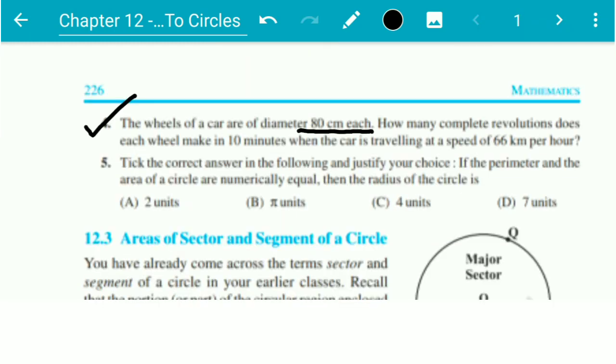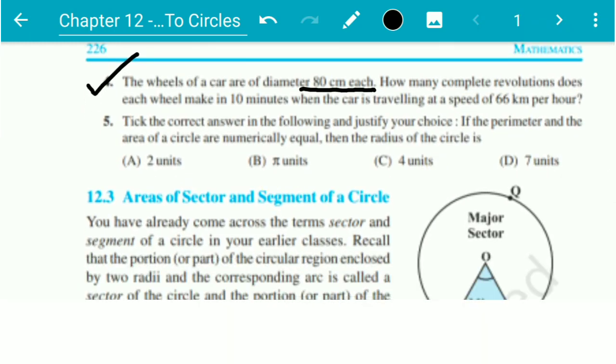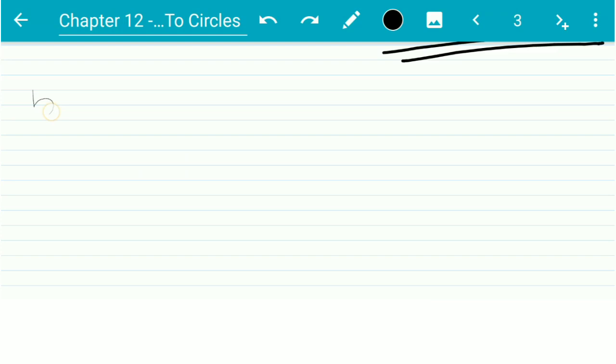Now question number 5. Take the correct answer in the following and justify your choice. If the perimeter and the area of a circle are numerically equal, then the radius of the circle is. So we need to equate the perimeter of a circle formula and the area of a circle formula. Fifth one.